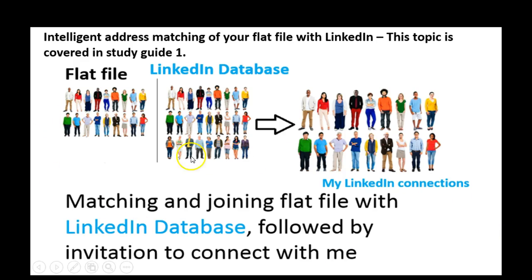So you will now have a flat file of a list of emails of people. These people, we will now see whether they exist on LinkedIn. So we match them up with people already on LinkedIn. LinkedIn will then generate a report to show you those people who are already on LinkedIn and they are also on your flat file. This I will accept as my connection.